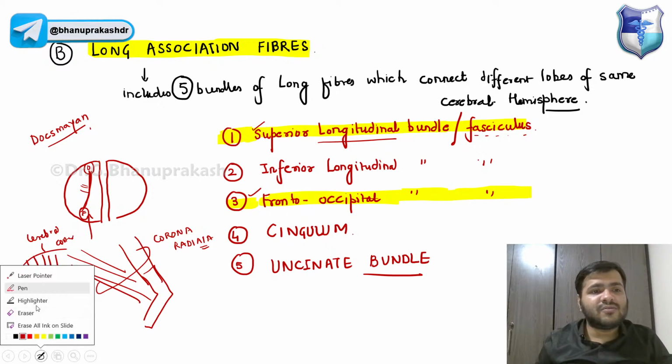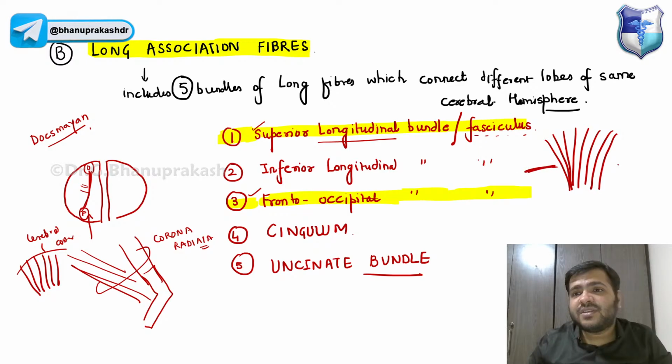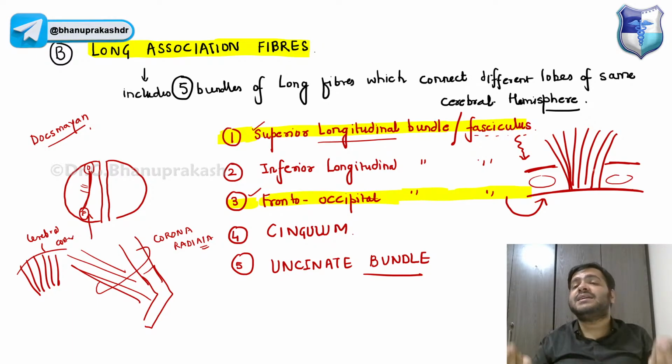So remember, guys, these corona radiata, basically, these fibers, guys. These are the corona radiata, and I'm just trying to show you that there is a gap which is created in between the two bundles, right? The superior longitudinal fasciculus and the fronto-occipital fasciculus. This gap which is forming in between, that gap basically gives the passage to this corona radiata to go up into the cerebral cortex.